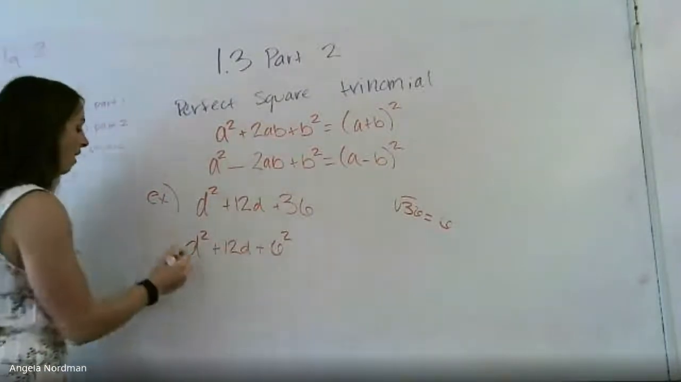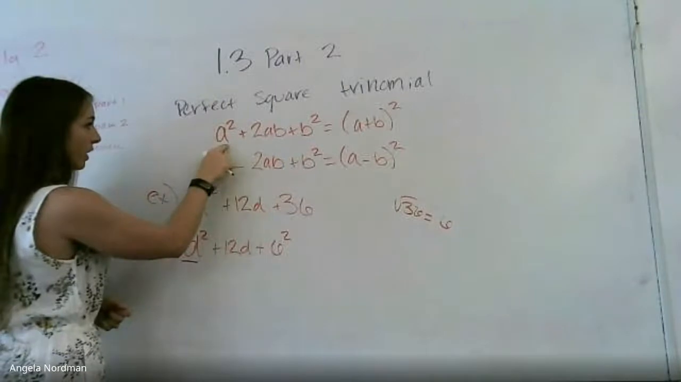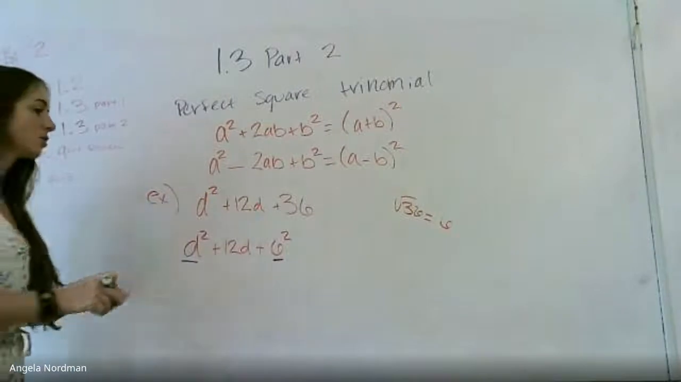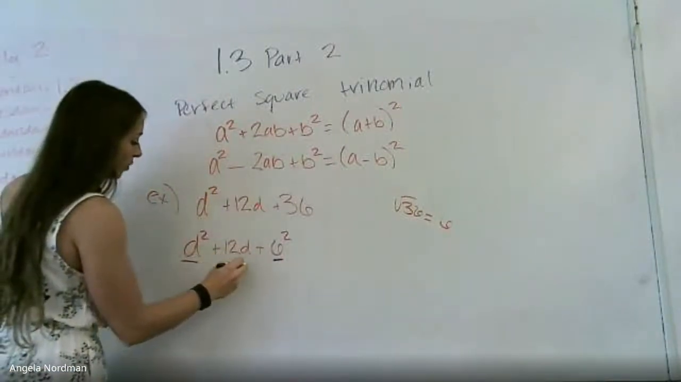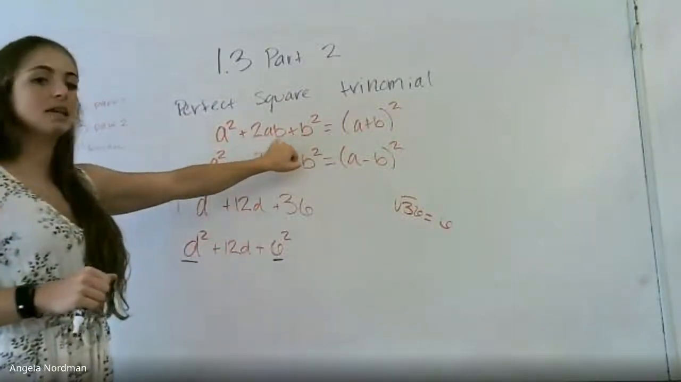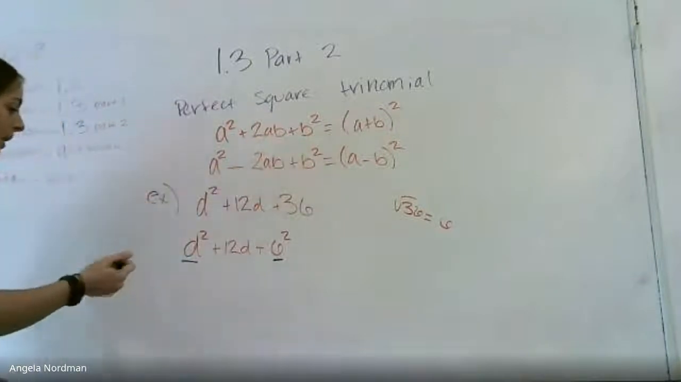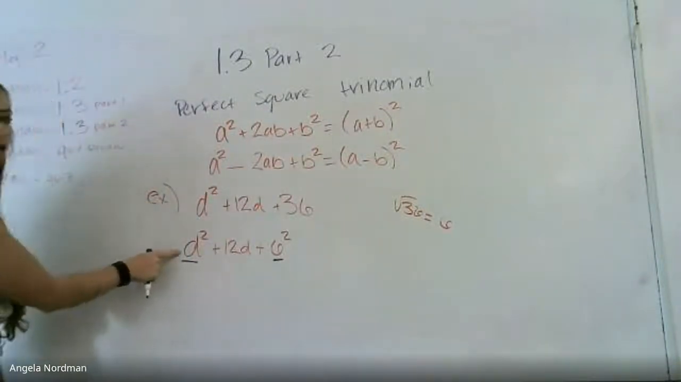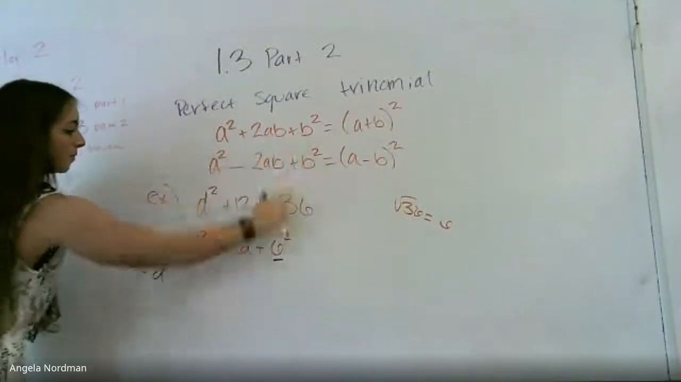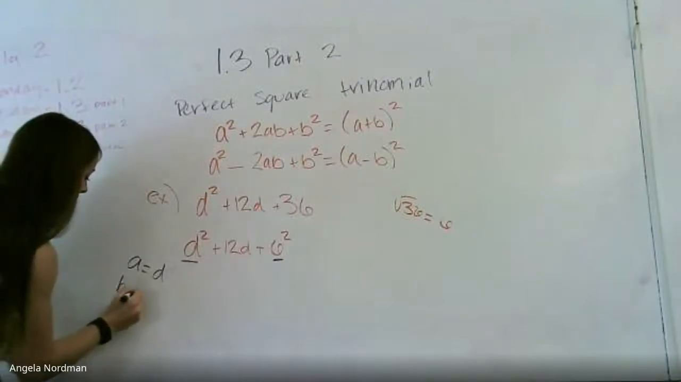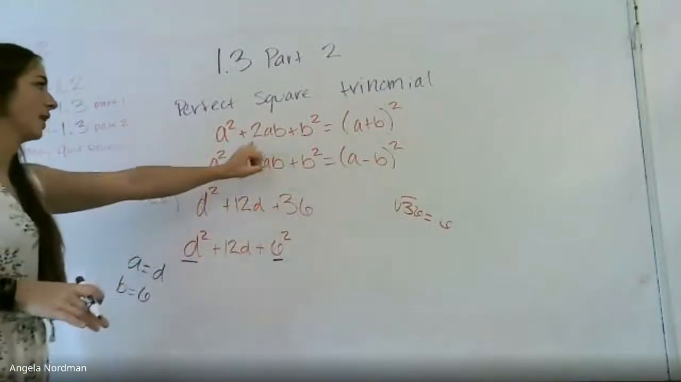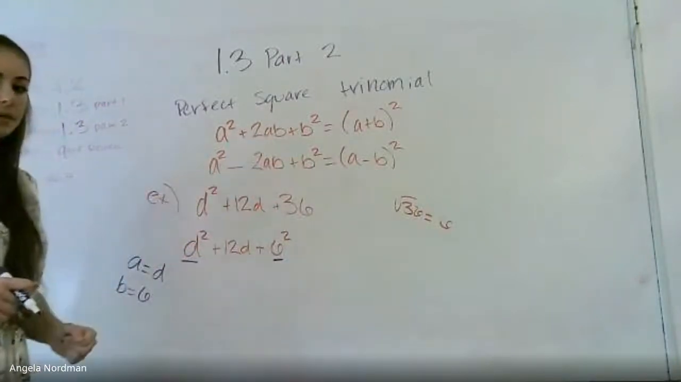Things I can check off: I have my d squared, that squared thing out in front. For b squared, I have this 6 squared out in back. So now what I need to work with is this middle chunk. My middle is not written as it needs to be. I need to have my a times my b. So let's identify right now. My a, the very first square, is d. Then my b, the very last thing squared, is 6. So I need to have this so that it's 2 times a times b.